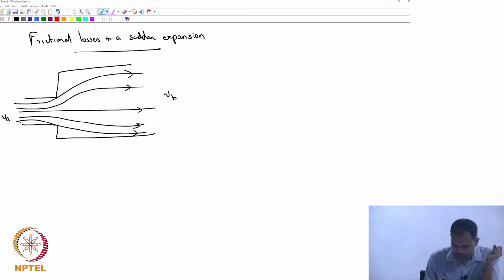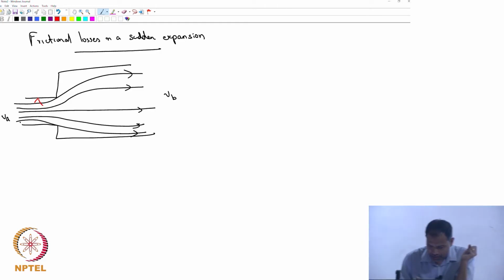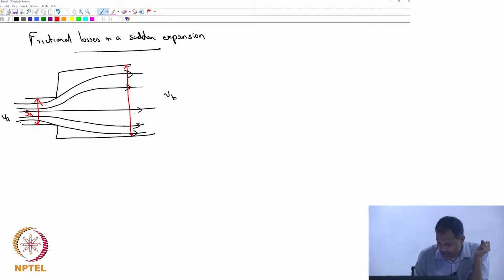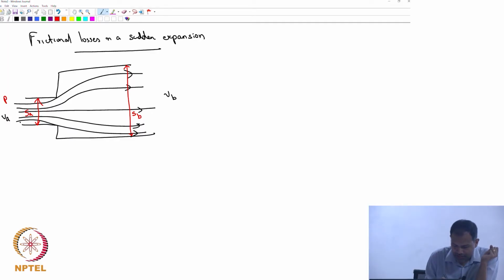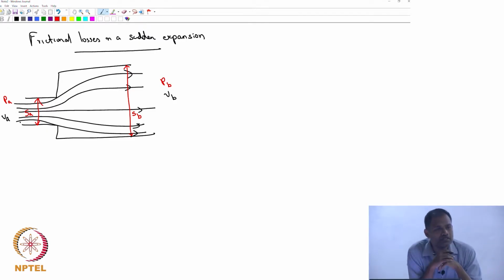And let's say the cross sectional area entering is SA, and the leaving cross sectional area is SB. And let's say the pressure with which it's entering is PA, and the pressure with which it is leaving is PB. And we want to calculate what might be the losses associated with it.